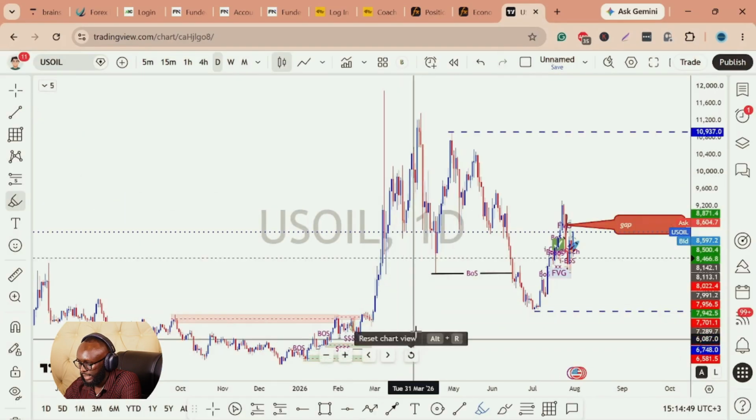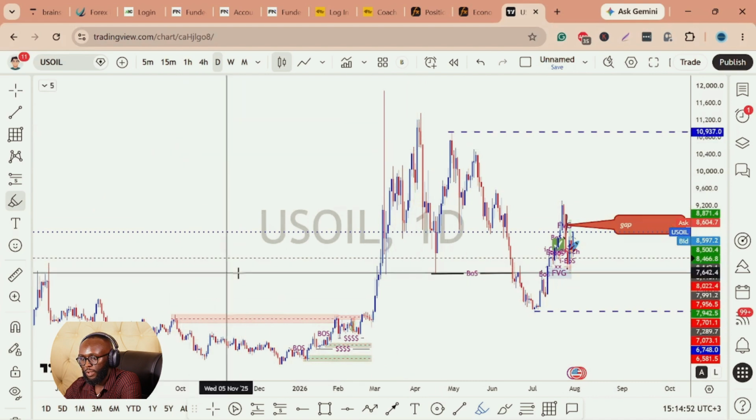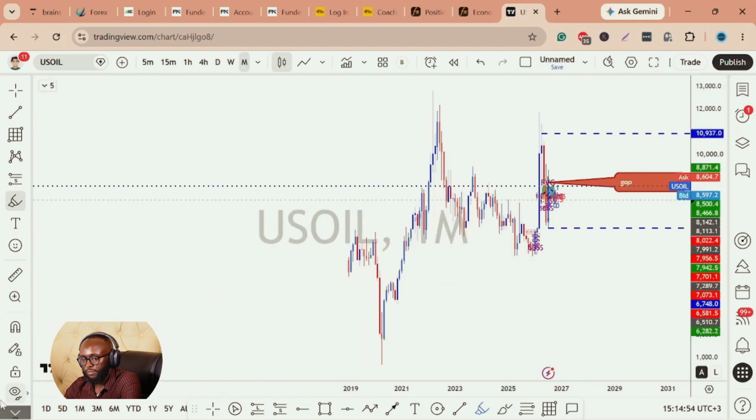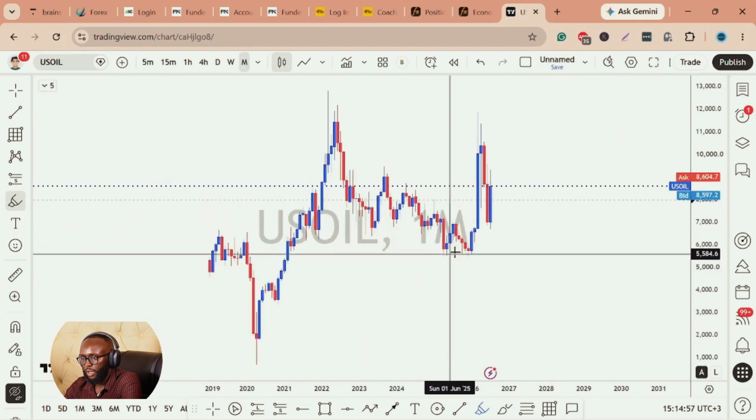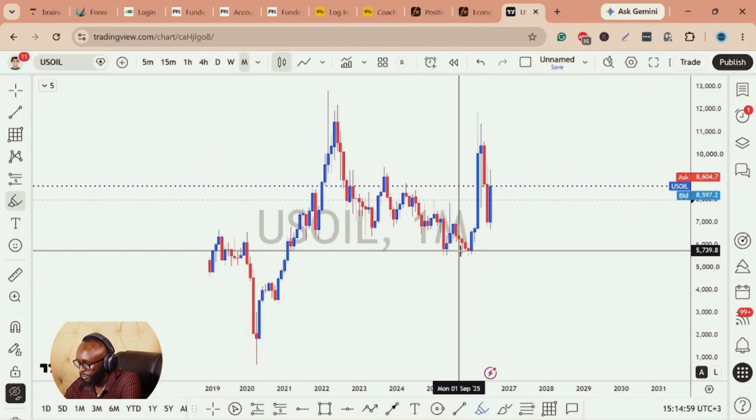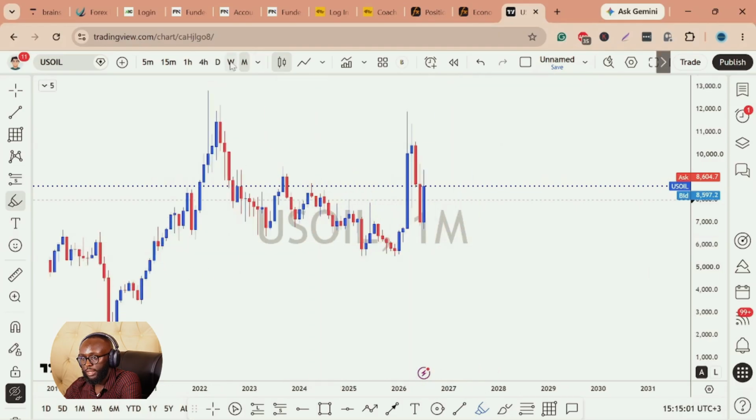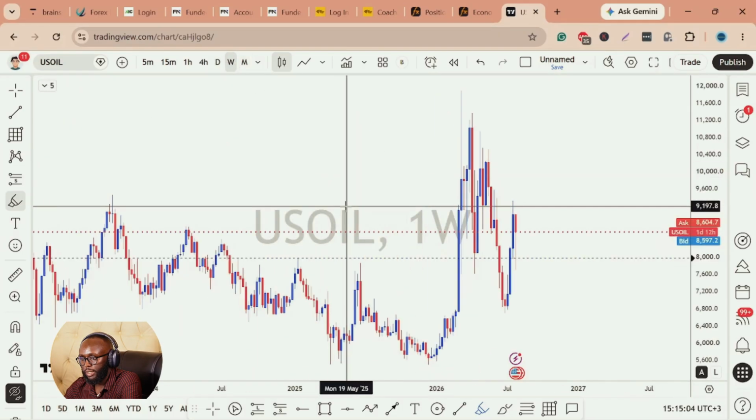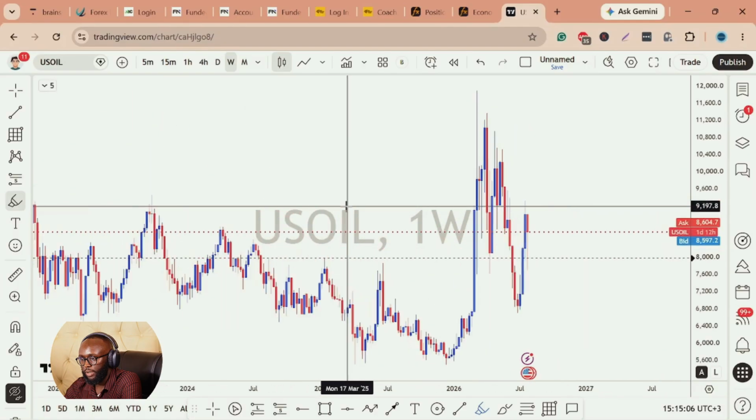So US oil, from the monthly time frame, some little bit of confused price action. Let's look at the daily or weekly time frame.